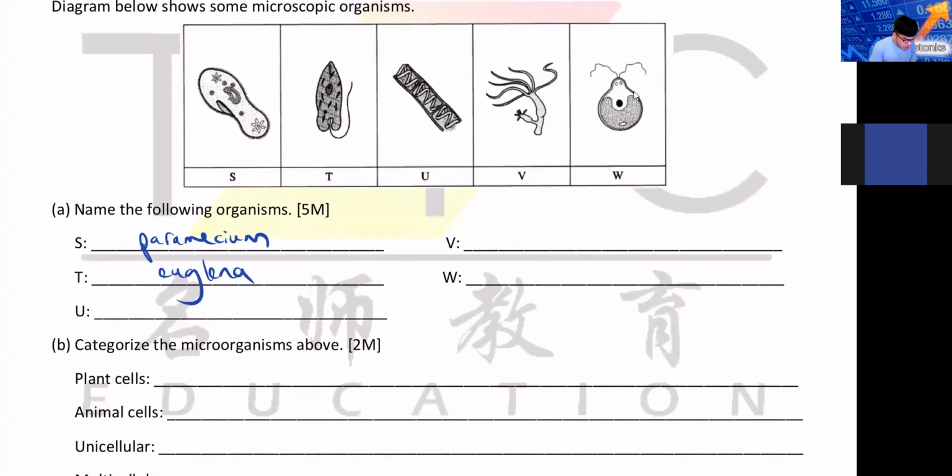So what is U? U is your Spirogyra. I don't know how to pronounce that. Next, V. This is your Hydra. This doesn't look like a penis now. Just now the one really looked like a penis. Anyway, what is this? This is your Chlamydomonas.